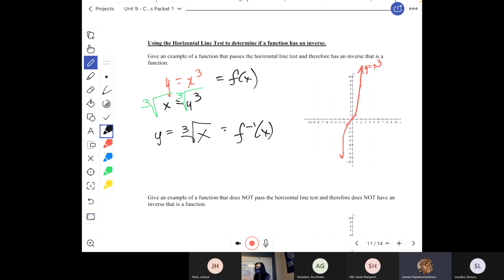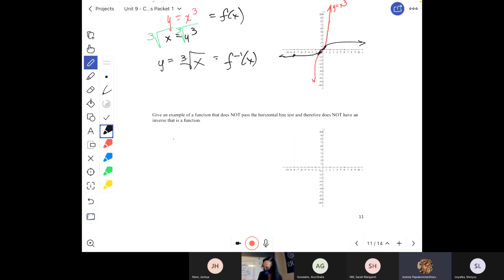Now, I could plot points and I could graph its inverse, but what can you tell me immediately? That's a hideous graph, but you get it. If I were to look at the original function, the red one, I know it's a function, it passes the vertical line test, but is its image going to be a function? Well, does it pass the horizontal line test? Yes, it does.